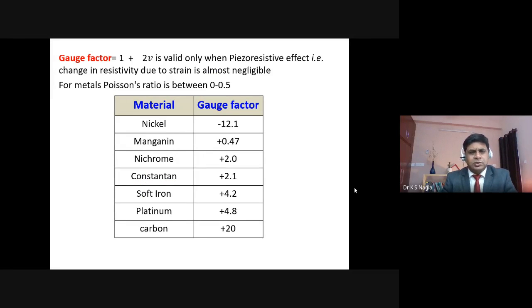For example, you can make a strain gauge using iron wire, but the gauge factor of iron is very low, and you will not measure much effect of strain over the change in the length of an iron wire. On the other hand, there are a few materials whose gauge factor is large, such as nickel, manganese, nichrome, constantan, soft iron, platinum, carbon. Such materials are used for manufacturing strain gauges. Similarly, semiconductor material is also used for manufacturing a strain gauge, whose gauge factor is more than plus minus 100.